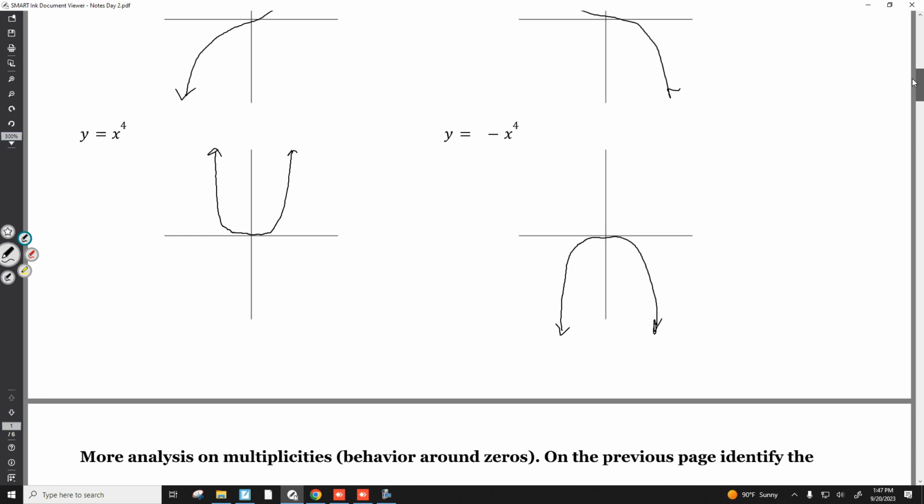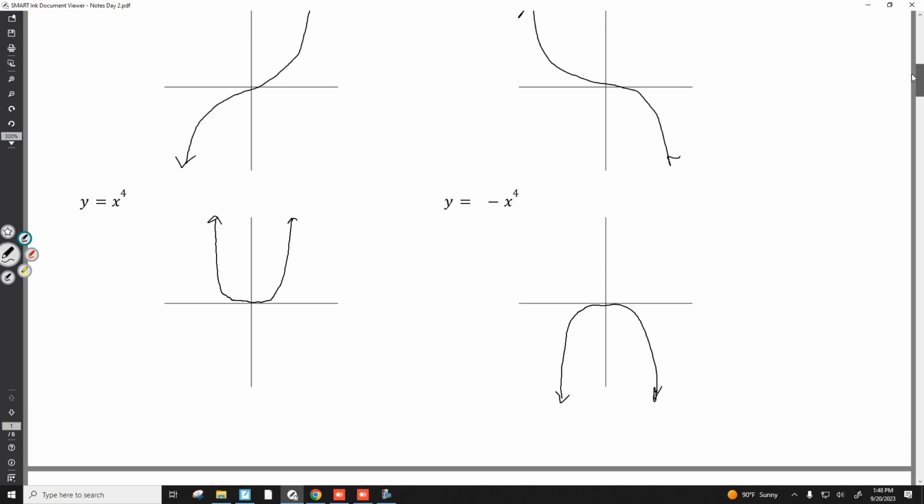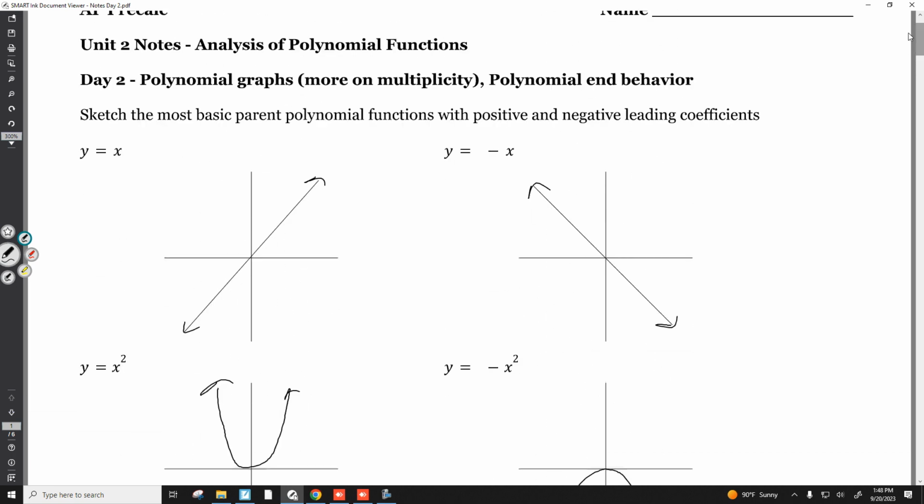You're thinking 1 over x. Okay, now stay here, stay here, stay here. Because understanding just these graphs helps you understand polynomial graphs tremendously. Lots of information about these graphs.